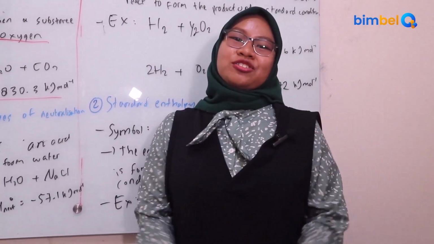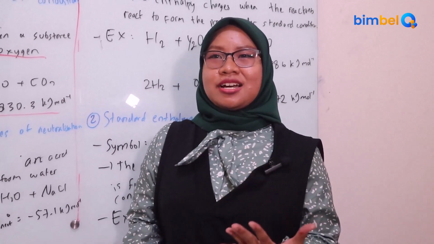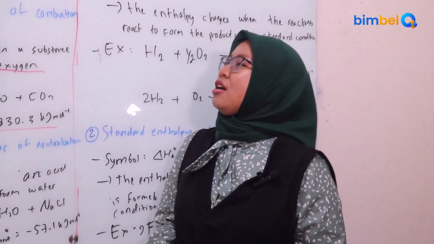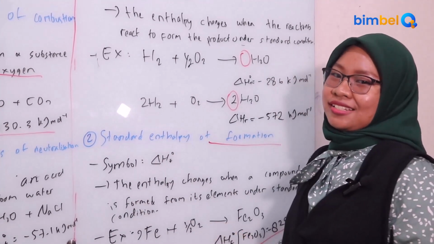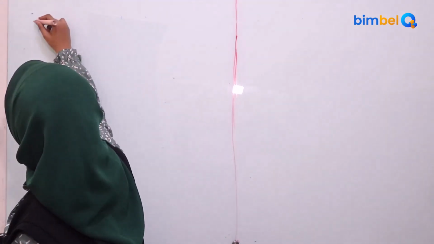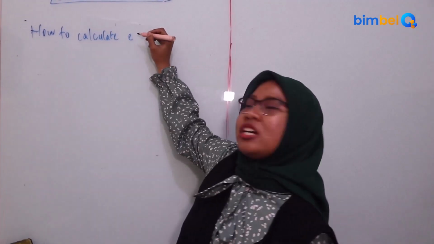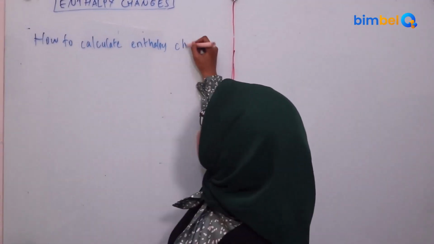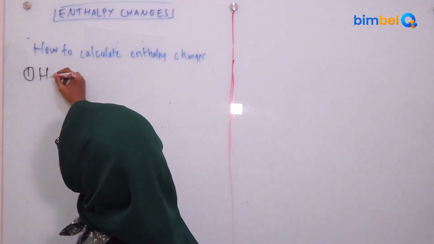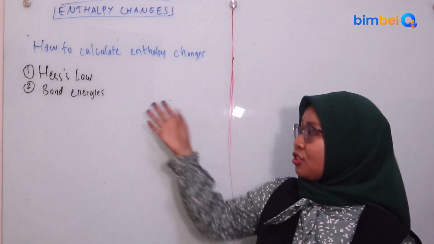I think it's quite easy to understand. So now you understand enthalpy and endothermic and exothermic reactions. We've learned how to draw a reaction pathway diagram, and we also learned about the types of enthalpy change. Let's move on to the next topic: how to calculate enthalpy changes. There are at least 2 ways to calculate enthalpy changes. The first is using Hess's law, and the second is using bond energy. Let's discuss them one by one.